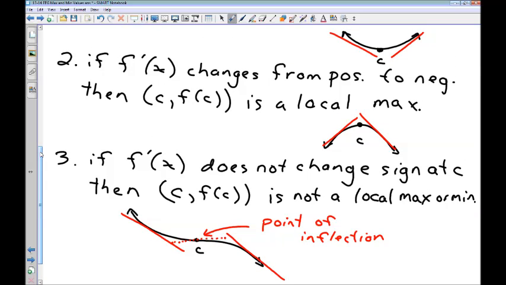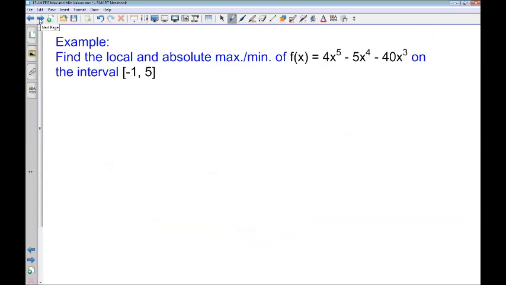What do you need to be able to do? You need to be able to answer a question like this. Find the local and the absolute maxima and minima of some function, 4x to the fifth minus 5x to the power fourth minus 40x cubed, on some specific interval, in this case, negative 1 to 5.